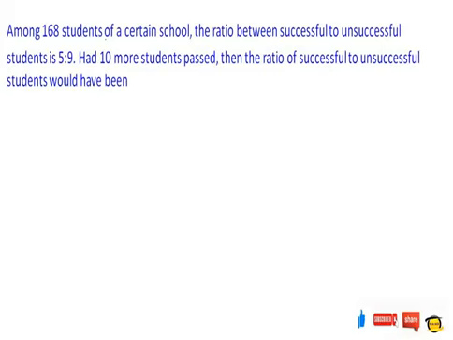Among 168 students of a certain school, the ratio between successful to unsuccessful students is 5:9. Had 10 more students passed the exam, then the ratio of successful to unsuccessful students will be what? So basically they've given us the ratio between the successful and unsuccessful students as 5:9, right?